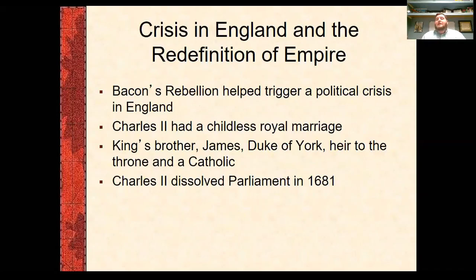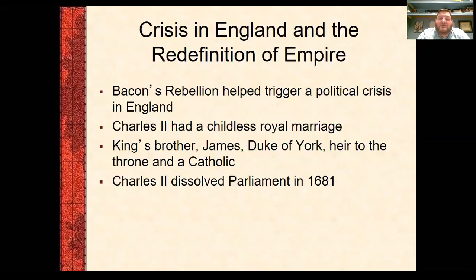And Bacon's Rebellion is highlighted in this crisis, because one of the problems that the Stuart monarch sees is they feel like they're losing control of the colonies, and so they want to really have a strong sense of control in the colonies. We also see some issues with the fact that Charles II has a childless royal marriage, and so the succession is going to go to James, the Duke of York, who is a Catholic.